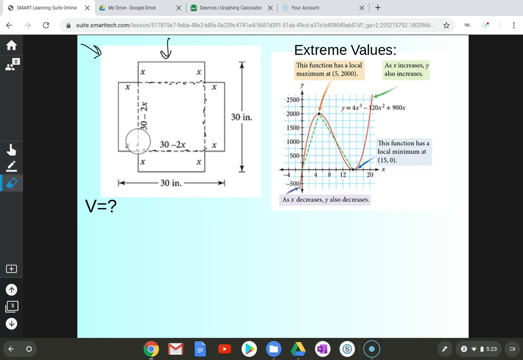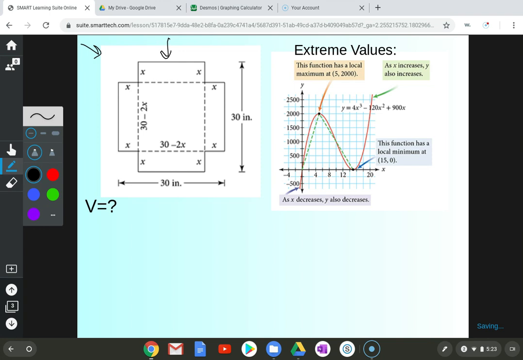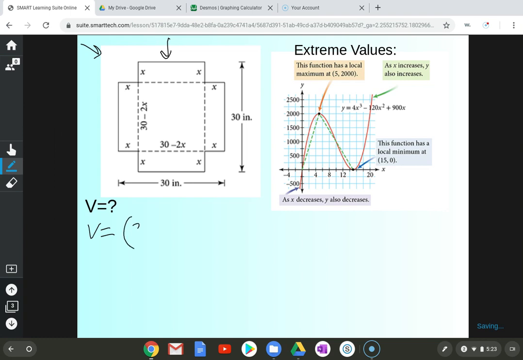So to find the volume, I'm going to erase those extra lines. To find the volume, we are going to multiply length times width times height. Well, the length would be 30 minus 2x, and the width would be 30 minus 2x. The height would be the height of these flaps that we're folding up. So the height of the box is x.